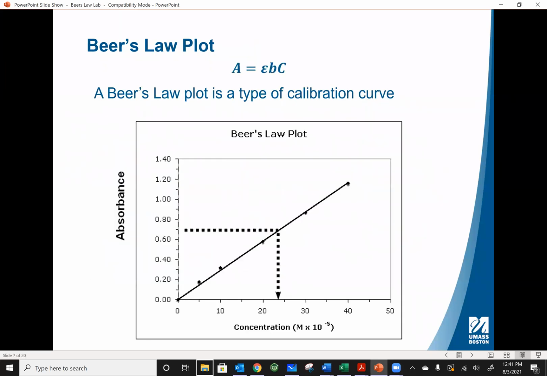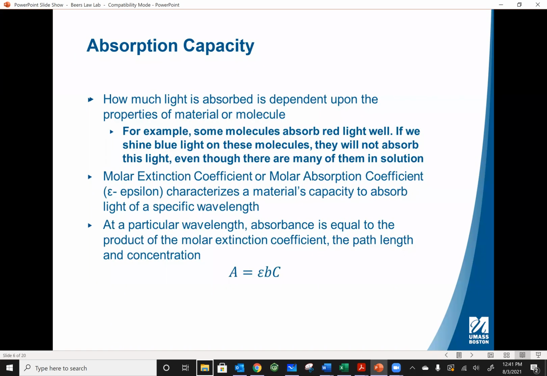Okay. And so when we have all of these factors, absorbance is proportional to concentration, but we also need to take into account the molar extinction coefficient and path length. So now we have this equation: absorbance equals the molar extinction coefficient, which is this epsilon, times path length, which is B, times concentration. So this is Beer's law.